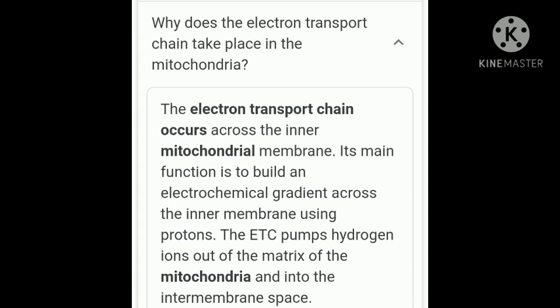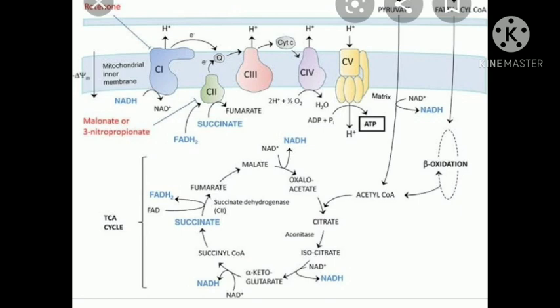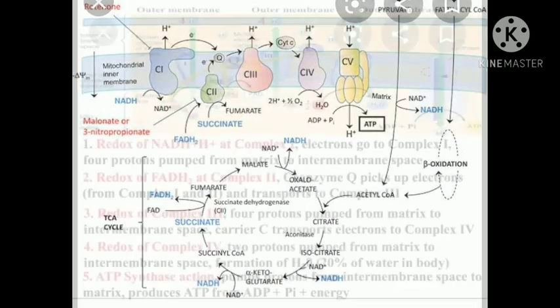It is a mobile carrier and not bound to the stalked particle F1. The name ubiquinone is given due to its ubiquitous nature. It is a highly mobile carrier between flavoprotein and cytochrome. The protons after reduction of UQ do not participate in the oxidation reduction process, and only electrons participate in the oxidation and reduction of cytochromes. These electrons, after passing through cytochromes, finally reach O2.